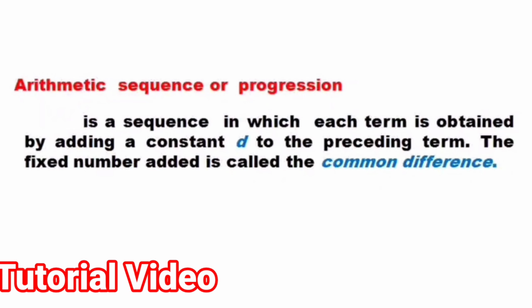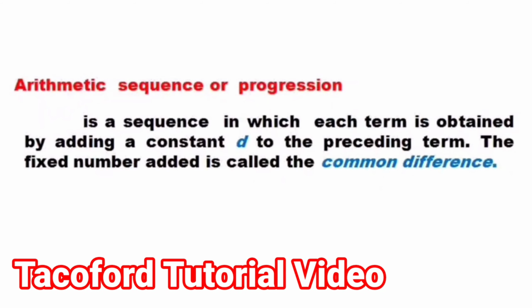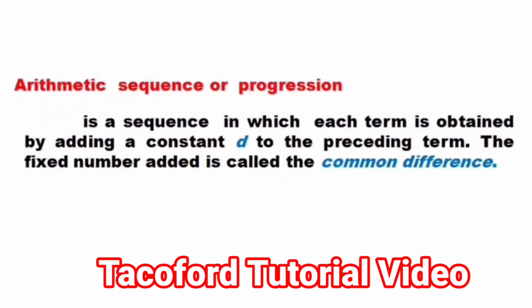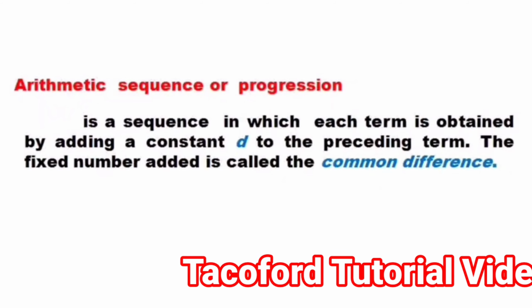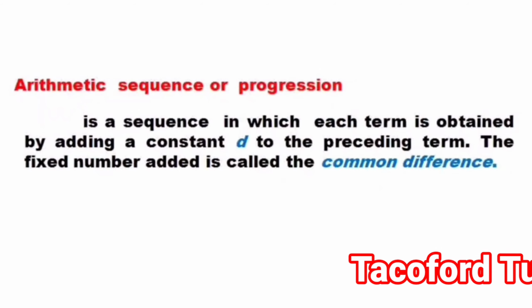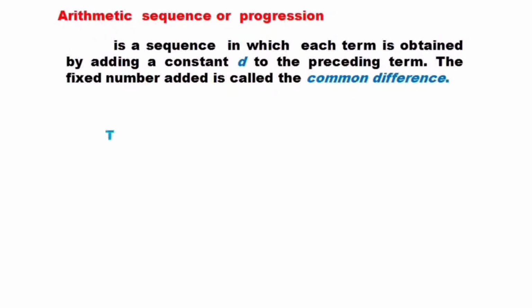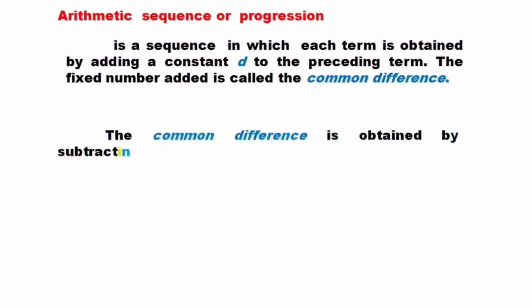Arithmetic sequence or progression is a sequence in which each term is obtained by adding a constant d to the preceding term. The fixed number added is called the common difference. Here is an illustration on how to determine the common difference. The common difference is obtained by subtracting a term from the succeeding one.